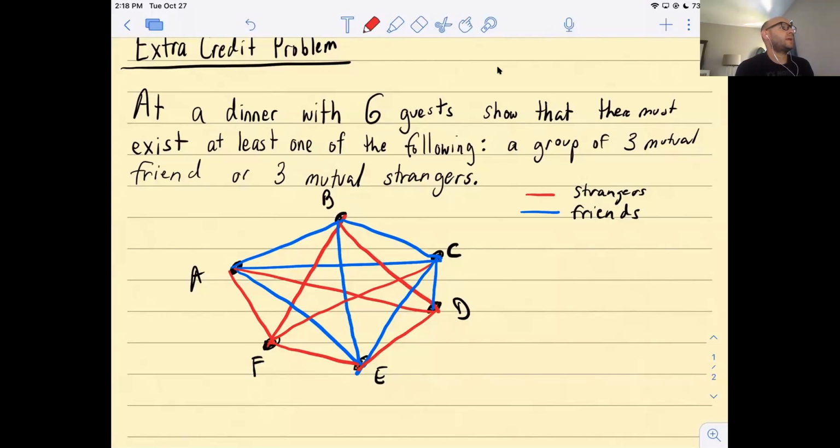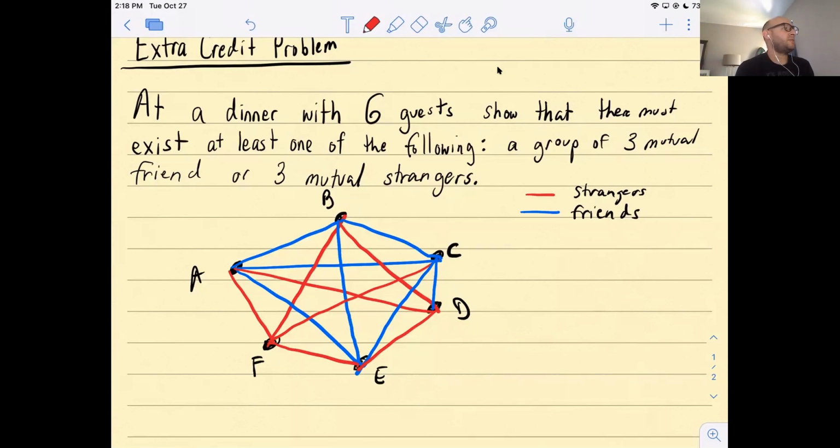All right. I just drew this picture totally randomly. I had to connect everybody to everybody else with at least one color because you show up in a room, and each person, you're either friends with them and you know them, or you don't know them. You never met them before. They're strangers. So that's the only possibility. So everybody is connected with everybody else.